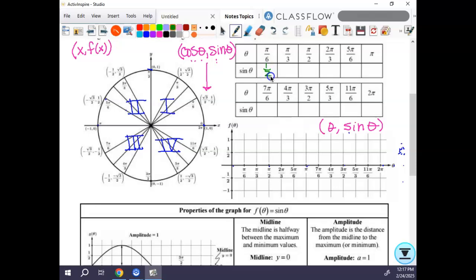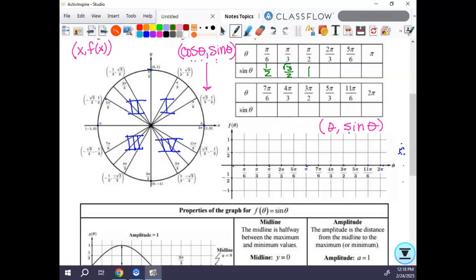1/2. Sine of pi thirds is square root of 3 over 2. What's the sine of pi halves? 1. Okay? So pi 6, pi thirds, pi halves, that took us through the first quadrant, right? We skipped over pi fourths. I'll tell you why in a minute, but skipped over pi fourths.